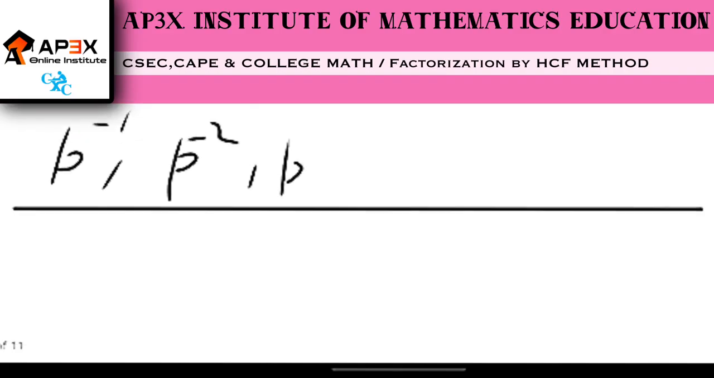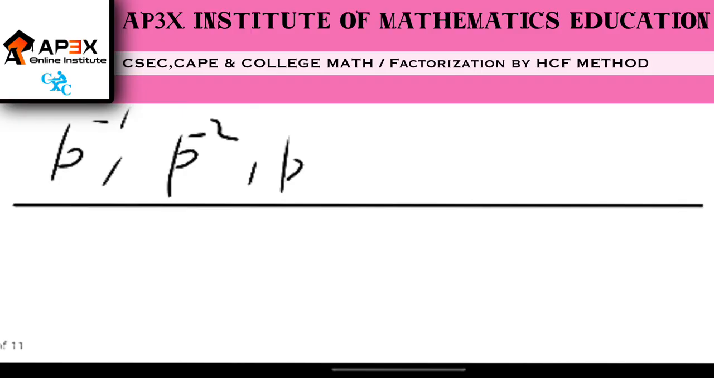And then finally, like I said earlier, you are rarely ever going to get an expression at the CSEC level where the HCF or the terms have a negative power. But like I said, the HCF, regardless of whatever terms you may have, is going to be the expression with the lowest power. So in this case, we have p raised to the negative 1, p raised to the negative 2, and p, which is very similar to the y that we had at the top. This is p to the 1.